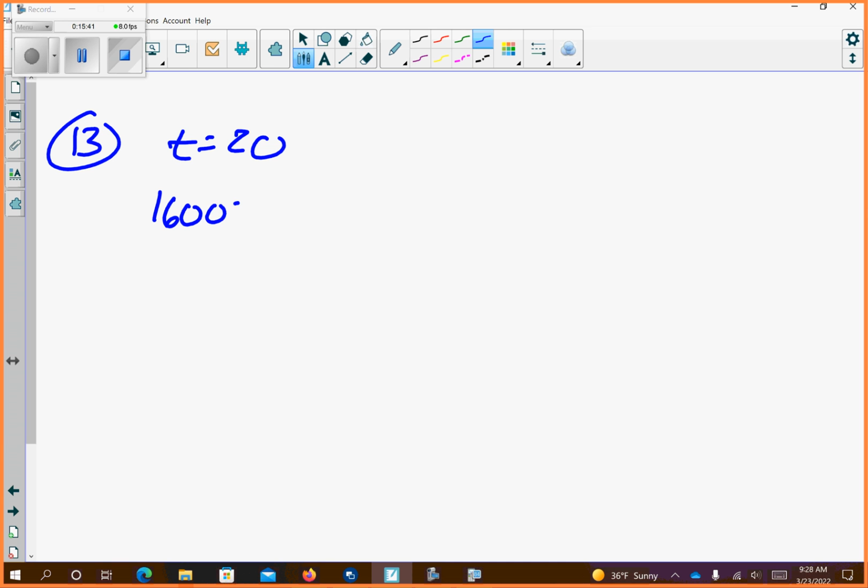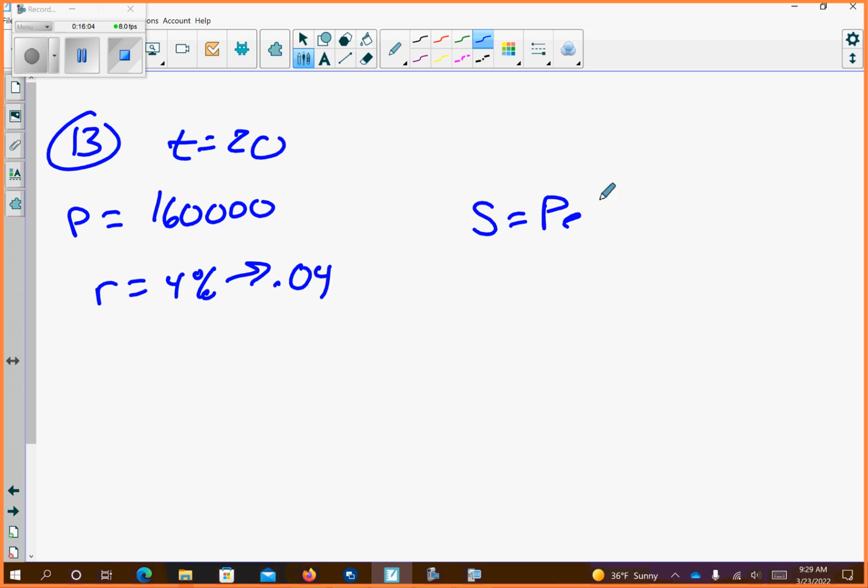$160,000 is our initial investment, so that's going to be your P value. And your rate is 4%, which you would plug in as 0.04. And you're solving, and you're going to use this equation. And that should solve that very nicely for you.